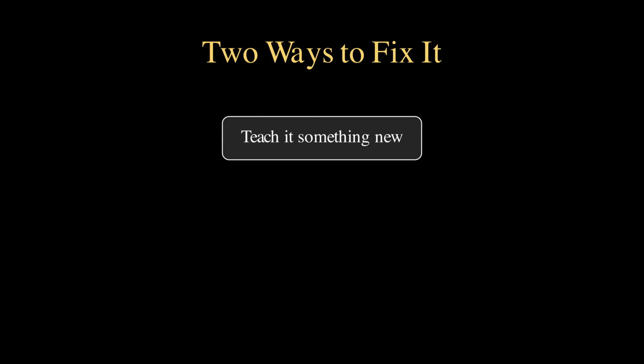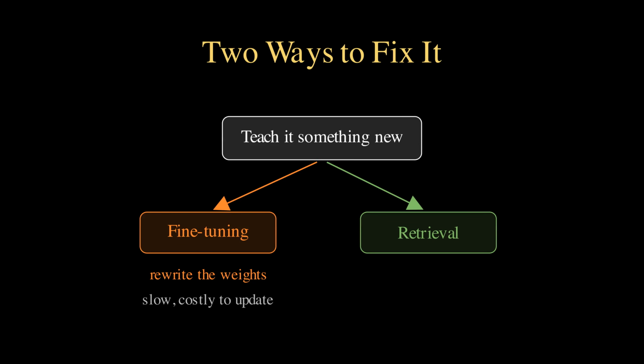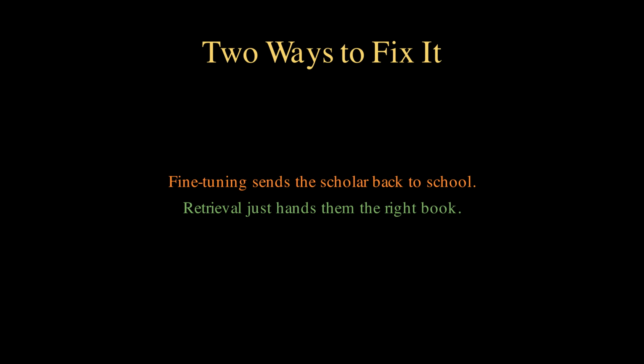There are really two roads here, and people mix them up constantly. The first is fine-tuning, where you take the model and rewrite its weights, training it further until the new knowledge is baked into the brain. That works, but it's slow, it's expensive, and the moment the facts change, you have to do it all over again. The second road is retrieval. You don't touch the brain at all, you just look the answer up at the moment you need it. Fine-tuning sends the scholar back to school, while retrieval simply hands them the right book.